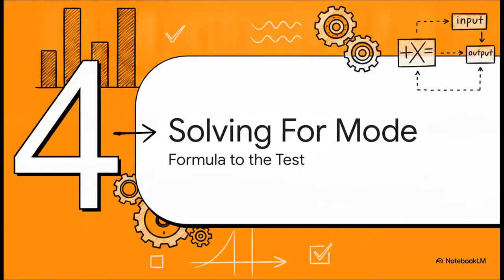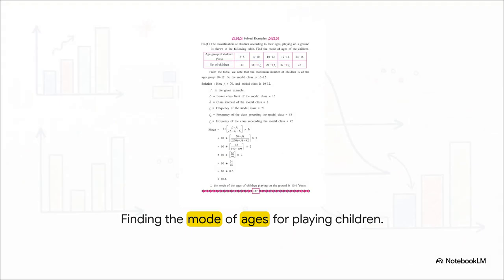Section 4. Solving for the mode. Putting the formula to the test. Let us move forward into our solved examples to see how smoothly this new formula works when we rigorously follow our structured steps. Step by step, let us look at this classification of children playing on a ground according to their ages. First, we scan the table to locate the highest frequency.